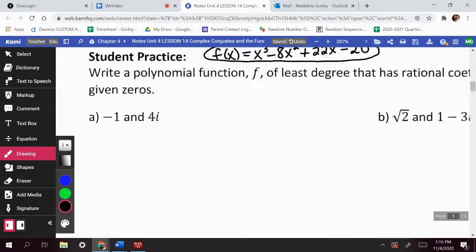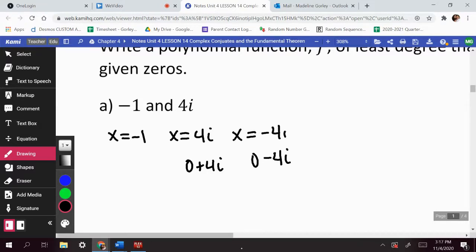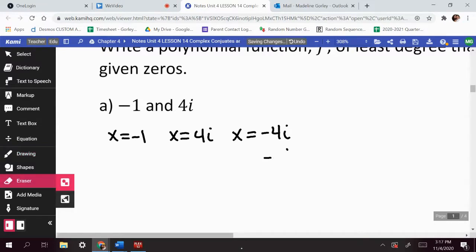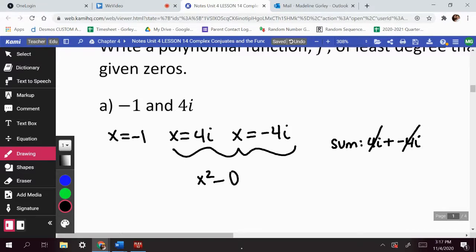Welcome back. For A, let's just talk about what my solutions are. They'd be -1, 4i, and really if 0 plus 4i is a solution, then what else has to be a solution? 0 minus 4i or -4i. Again, I see conjugates here, right? So I'm going to use x squared opposite of the sum. What's the sum? If I add these together, they just cancel each other out, right? So my sum is 0.